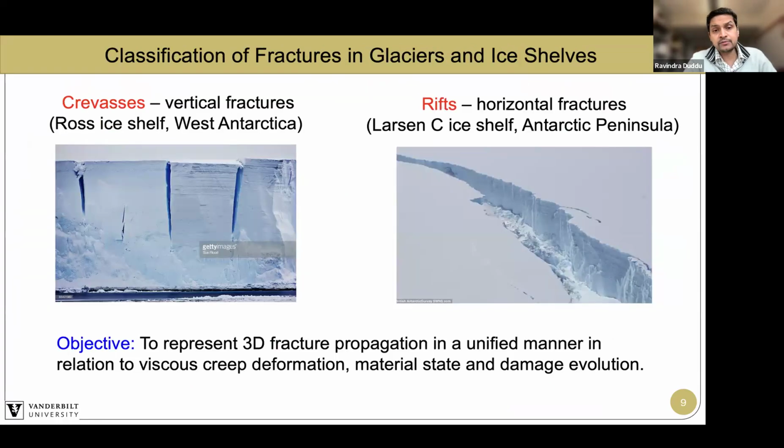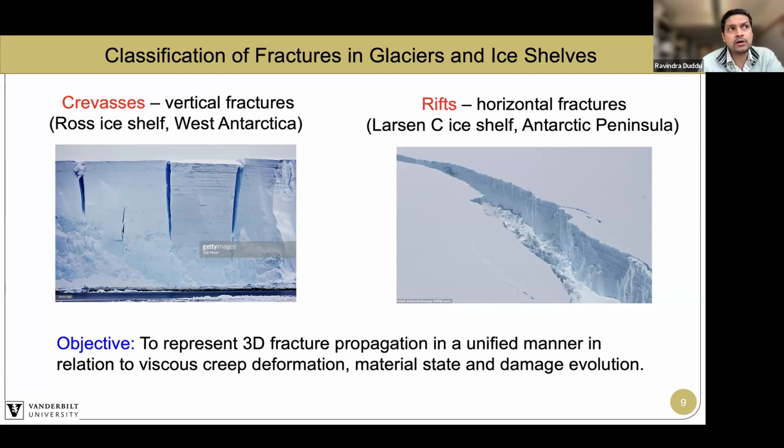In terms of modeling, we always looked at fracture propagation in a rather simplistic sense. And we looked at 2D in the vertical plane. And we said crevasses are fractures that propagate, say, in this case, surface crevasses. They propagate from the surface of the glacier to the bottom. And so here I'm showing an image of Ross Ice Shelf in West Antarctica. And this can be modeled with plane strain assumptions and fractures going in 2D. So that's how we typically operated.